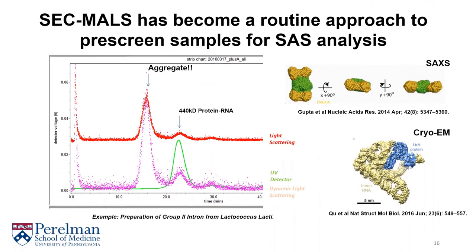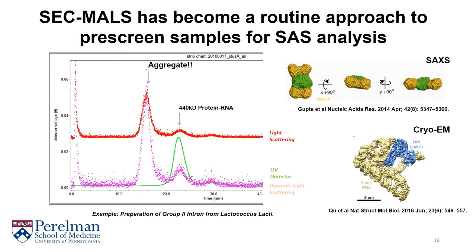Here's an example. Shown here is an ASTRA chromatogram, where different channels of data are shown for the SEC-MALS analysis of a group II intron particle from Lactococcus lactis, a 440 kilodalton protein-RNA complex. Preceding our application of SAXS, we performed SEC-MALS.